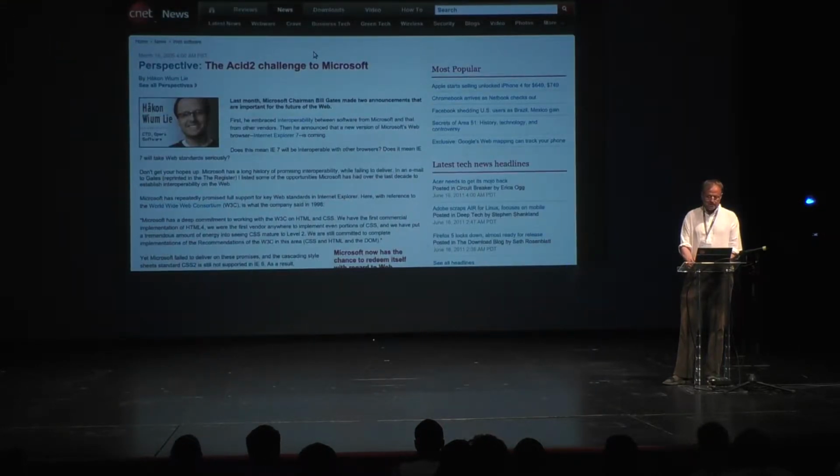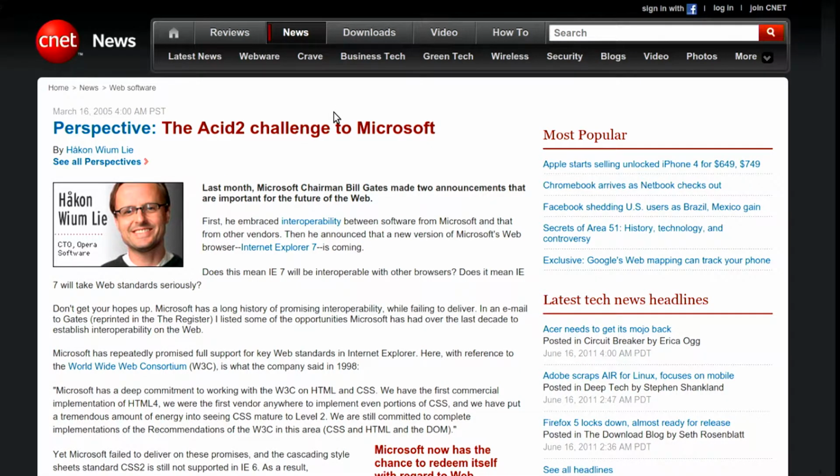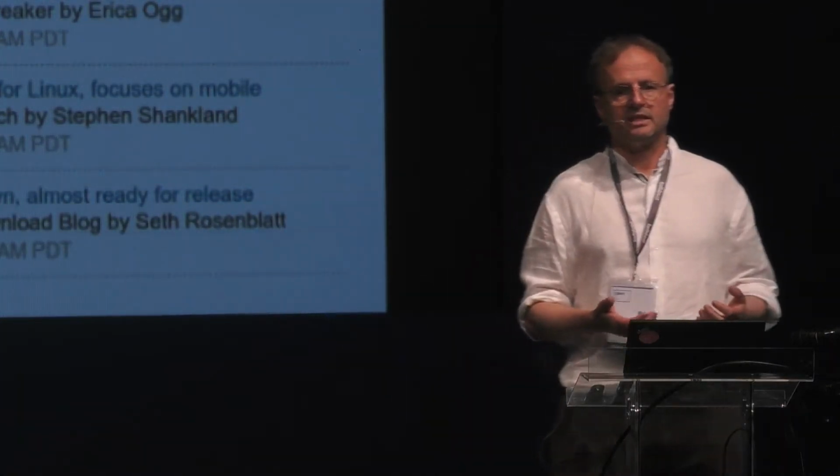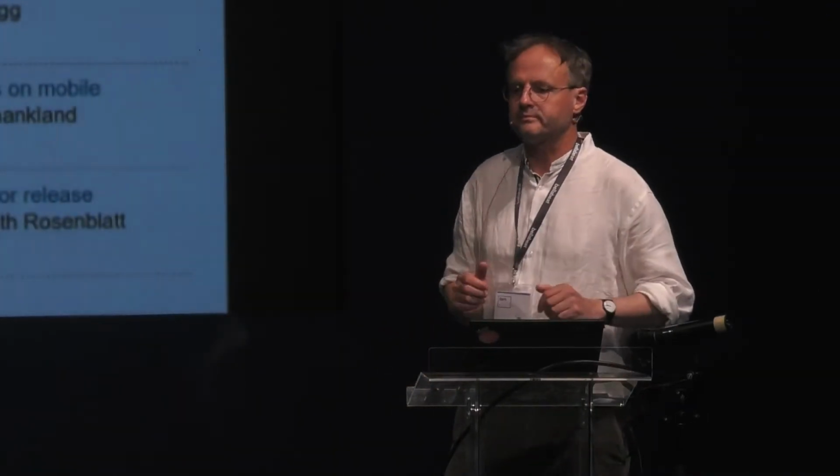So one of the things that I proposed was to write one test page called Acid2 to challenge Microsoft. Microsoft had then said, we're going to do a new version of IE. This is in 2005, right? Internet Explorer 6 had then 90% of the market share. So 90% of users used IE6. And IE6 had all these bugs that prevented us from using CSS and other standards correctly. And then Bill Gates said, we're going to do a new version of IE.